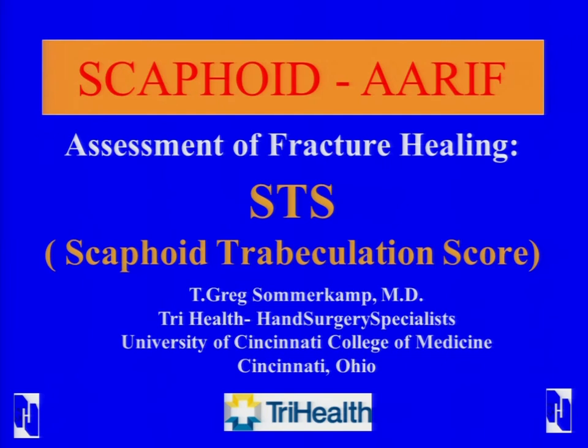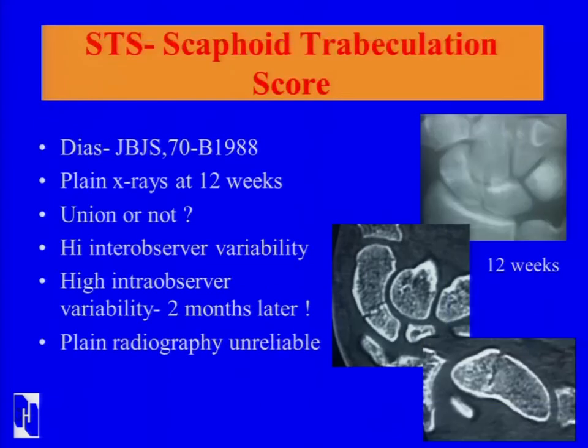We came up with this little in-house scoring system of just determining percentage trabeculations across the fracture site on good quality sagittal and coronal CT cuts, and then we just gave it a number. It's very arbitrary, but it is reproducible, and it does help you monitor your progress along the road to healing.